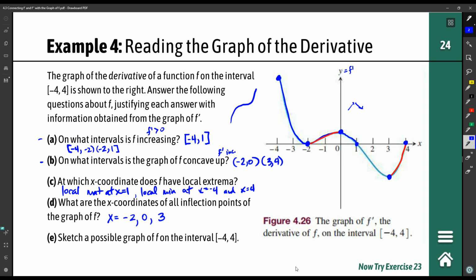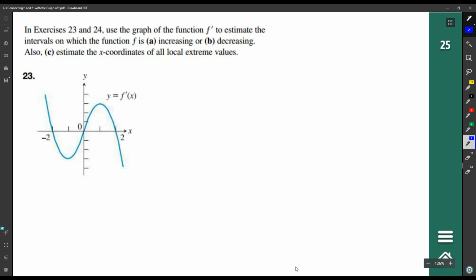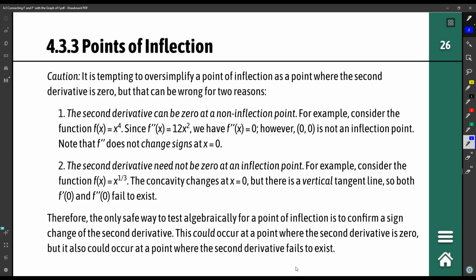The possible graph of f on the interval -4 to 4, we're going to say for a Google Meet or live in class, and we're going to move on then to a bit of a caution.